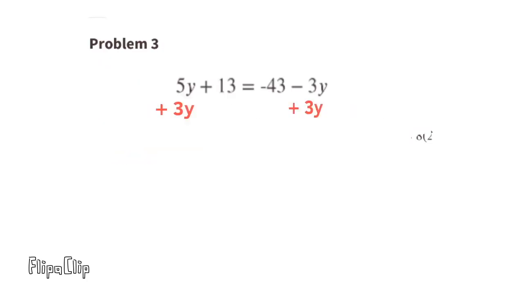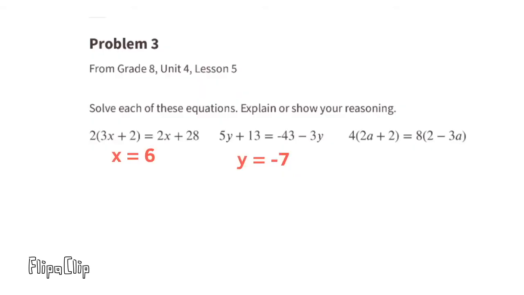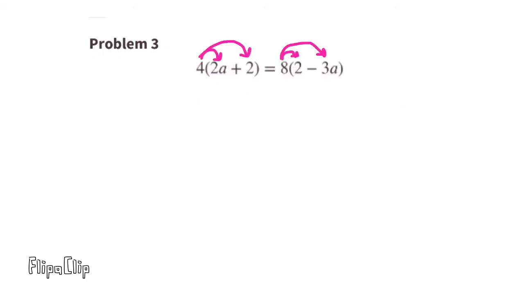Add 3y to both sides of the equal sign. Subtract 13 from both sides of the equal sign. Divide both sides of the equal sign by 8. y equals -7. We can use the distributive property: 4 times 2a plus 4 times 2, and 8 times 2 minus 8 times 3a.